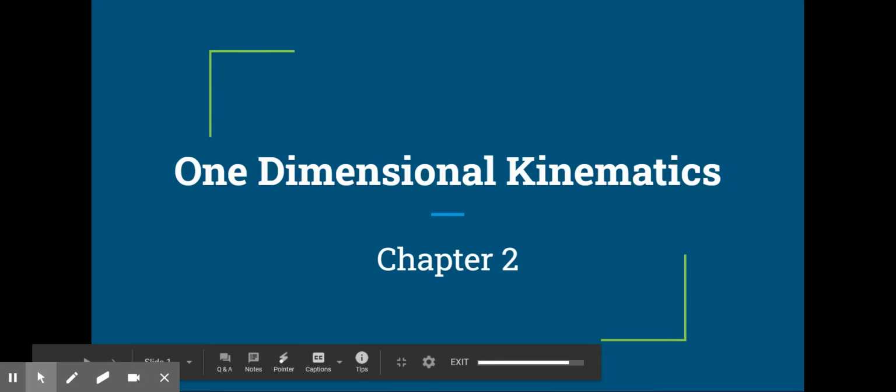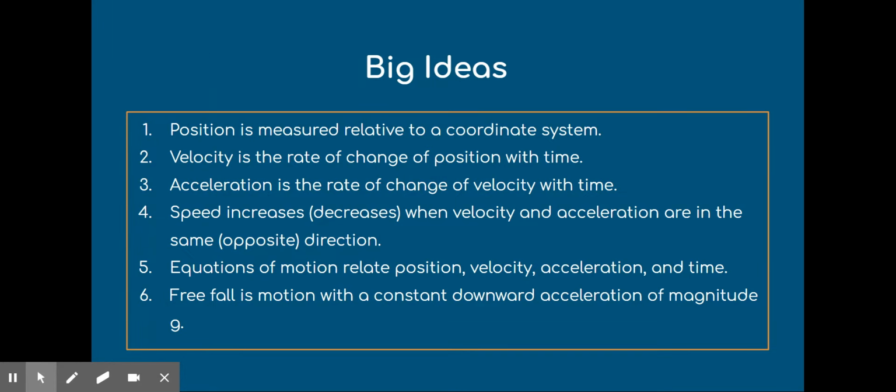All right, today we are going to be covering Chapter 2 over one-dimensional kinematics. This is going to be a concept-only lecture, and it will not really include much problem solving. That will come in the next video.